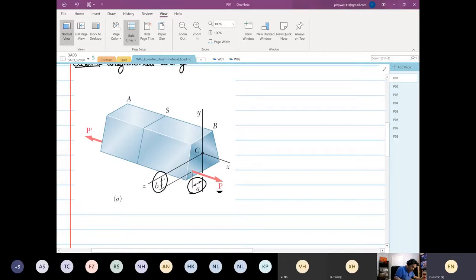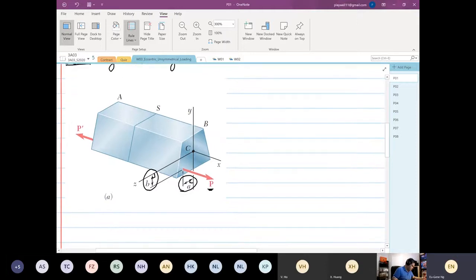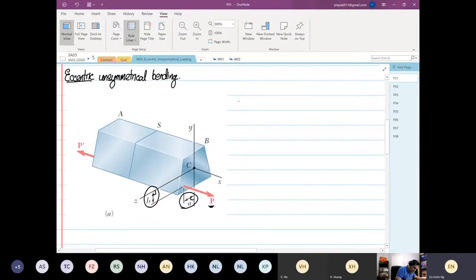As we know, there is a moment whenever the force has a perpendicular distance from the centroid in either the y or z axis. I want you all to take note that Px is not acting along or on the x-axis. There is an offset of A and B.